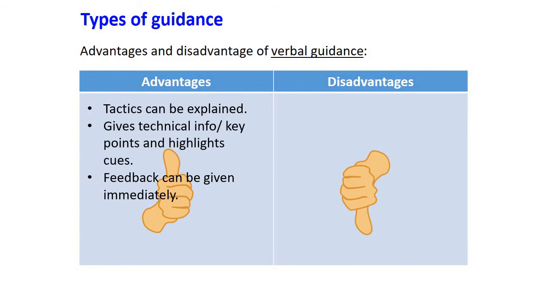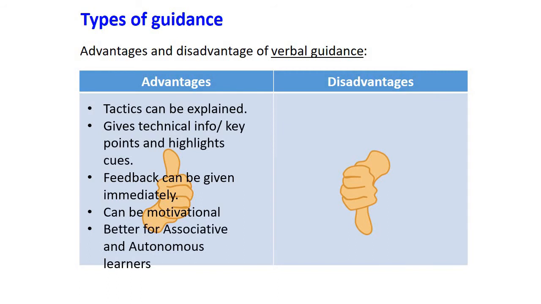Feedback can be given immediately, and it can be motivational. People giving their talks or giving the guidance can really use that to encourage performers and inspire them and just motivate them to try harder or to try different things. It's therefore better for the associative and autonomous learners. Not great for the cognitive stage of learning where they still haven't learnt the basics needed.